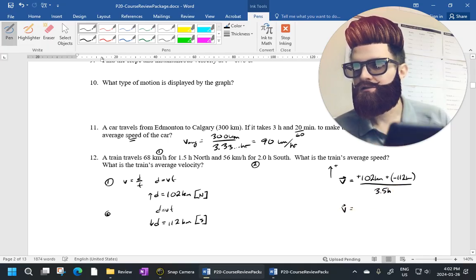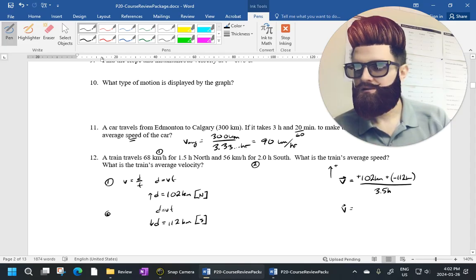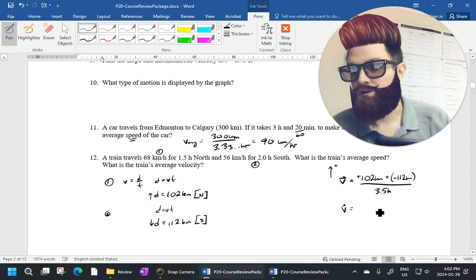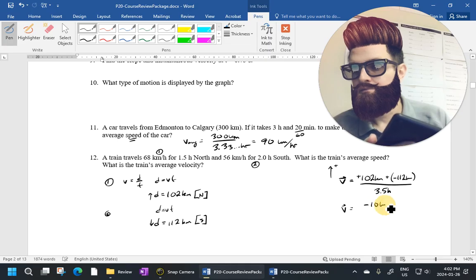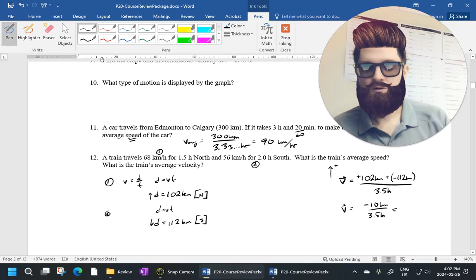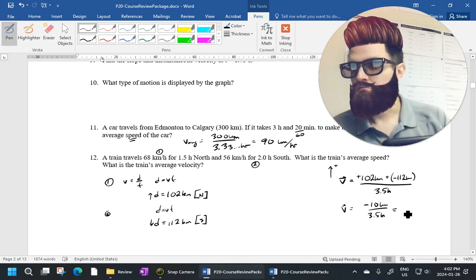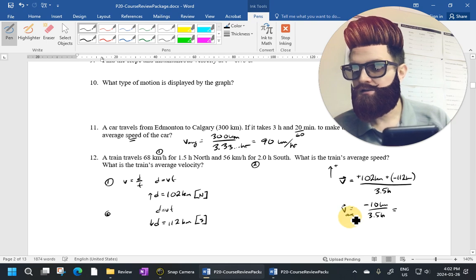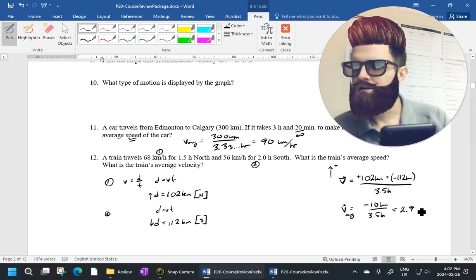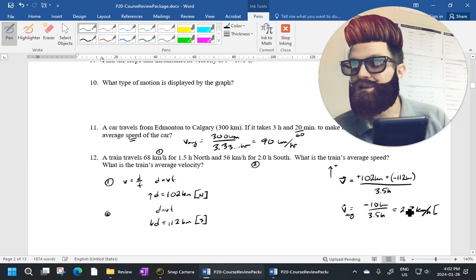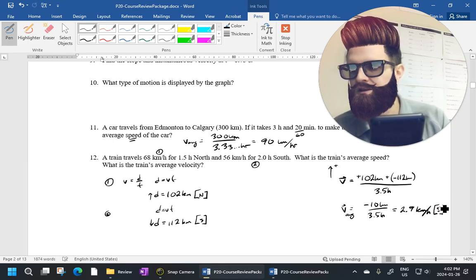So my velocity here, it's my displacement. Let me just find that out. It's only 10 kilometers in the south direction divided by the 3.5 hours. So my average velocity is 2.9 kilometers per hour, negative because it was south, right? So very important because it's the velocity.